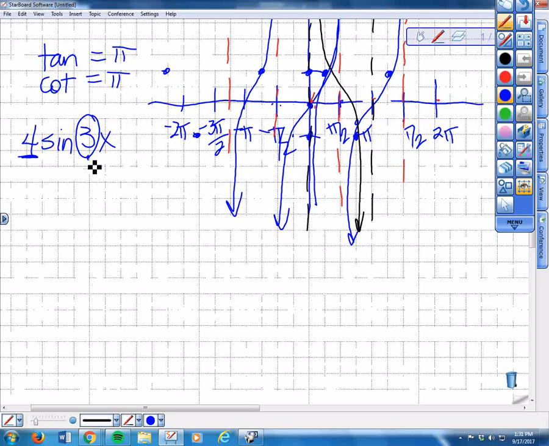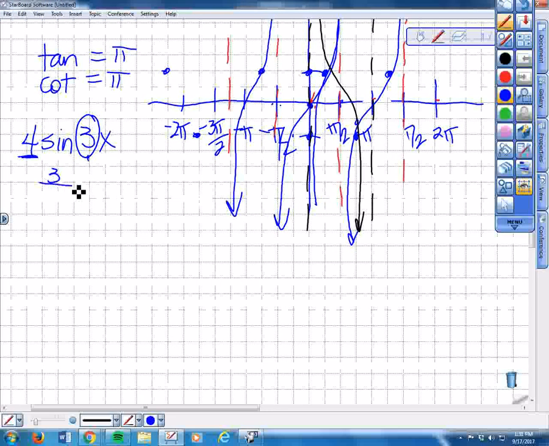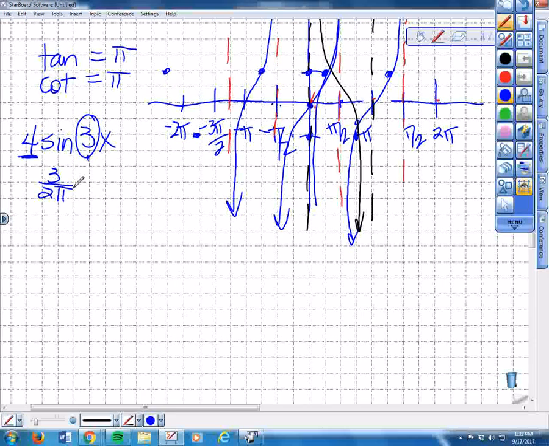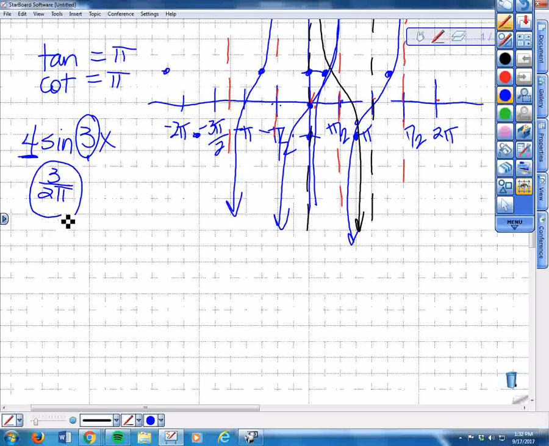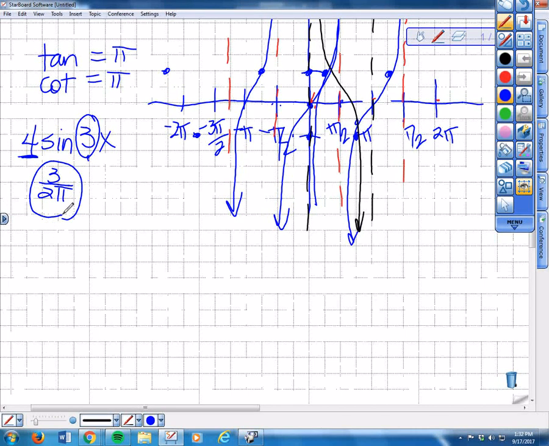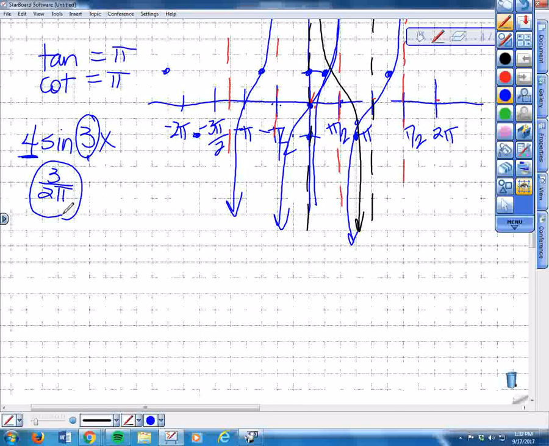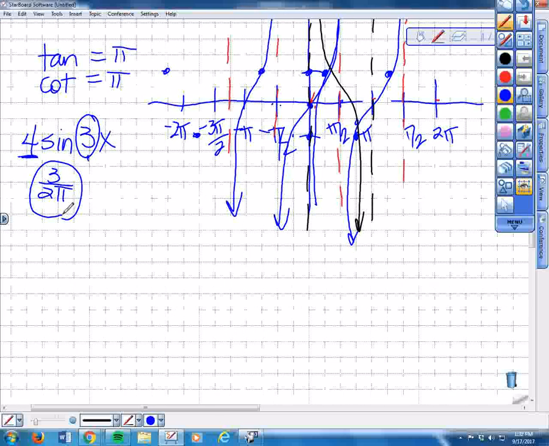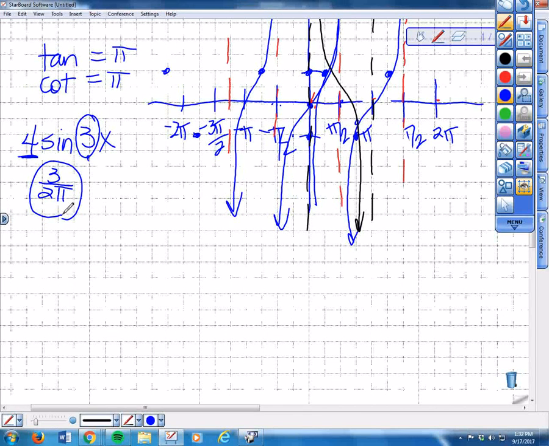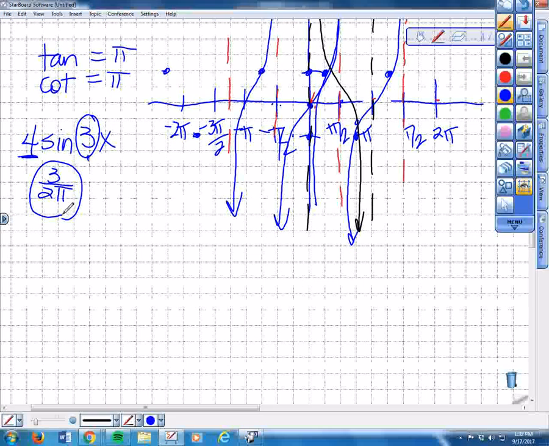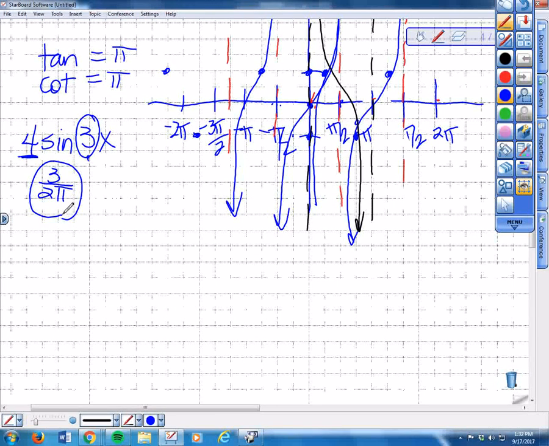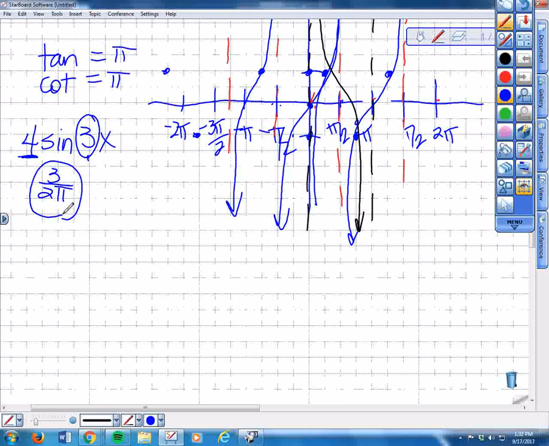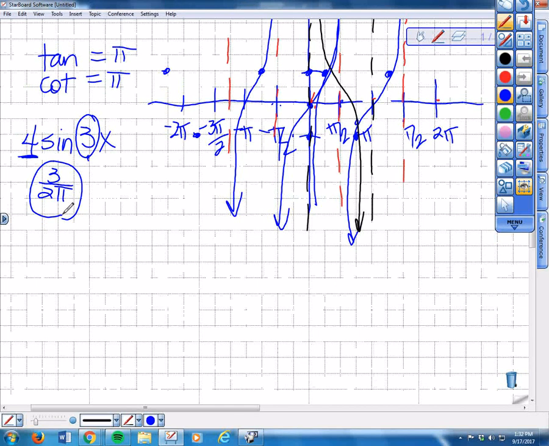So to figure this out, you're going to take 3 and divide it by the period of sine, which is 2 pi. And this tells you the new period. It's 3 over 2 pi instead of just 2 pi. The period now is shrinking. Okay, so it was 2 pi, and now it's 3 over 2 pi. So it shrinks if that coefficient is greater than 1. It stretches if it's less than 1.